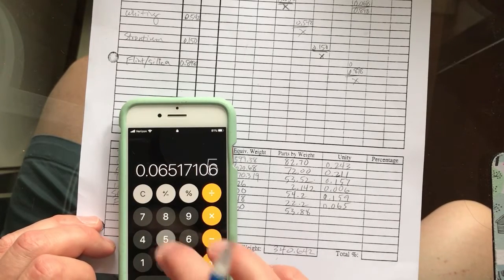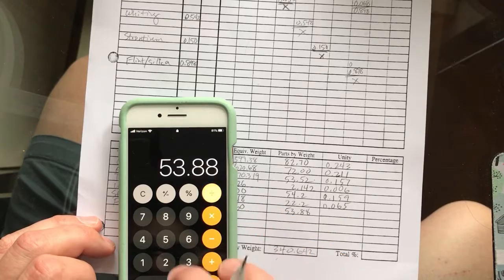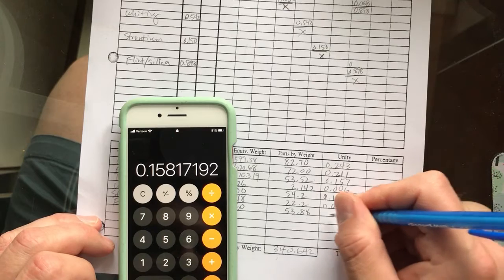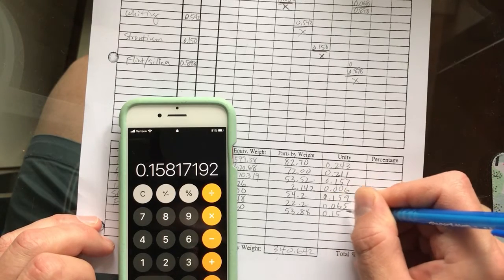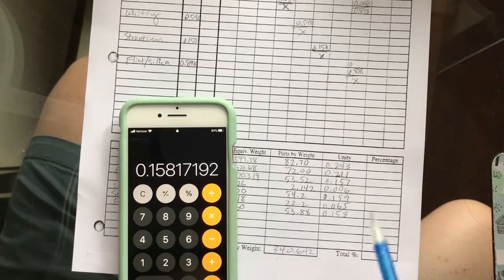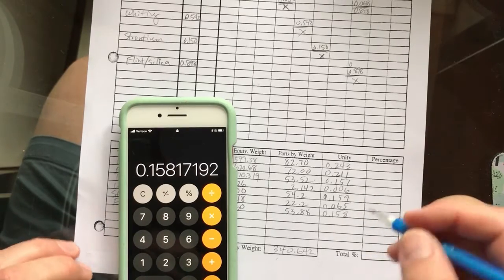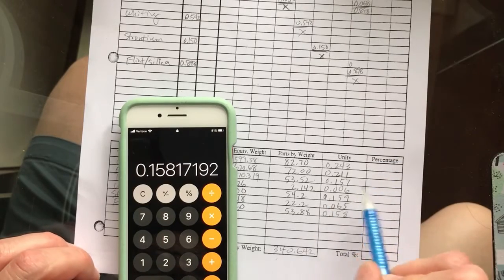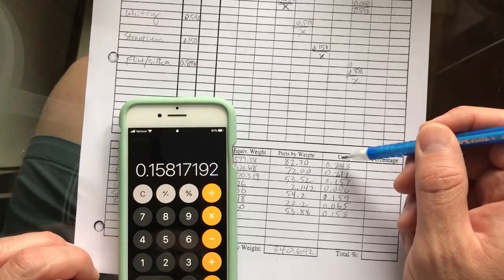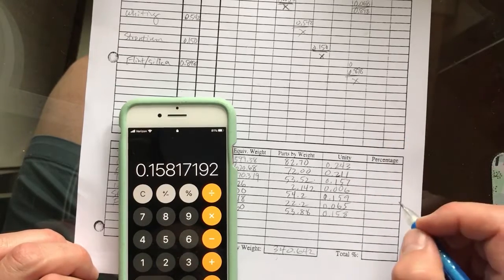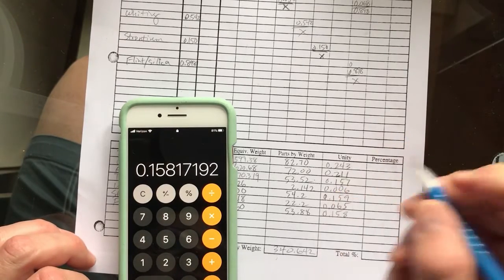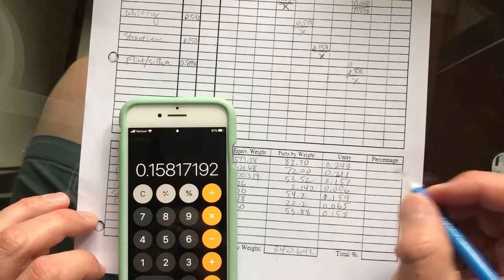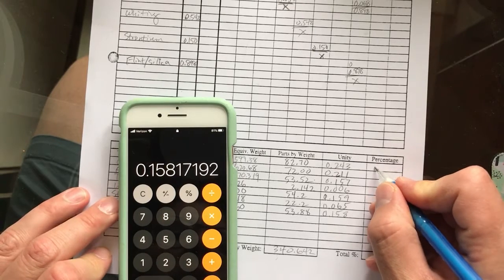Okay, one last one. 53.88 divided by 340.642 is 0.158. Okay, so with any luck, all this will add up to 1. So now what we need to do from unity is add up to 100. So what we're going to do is just move the decimal places 2 places. Or you can go through and times everything by 100 if you really want to, but if you just want to move the decimal places, that's great.